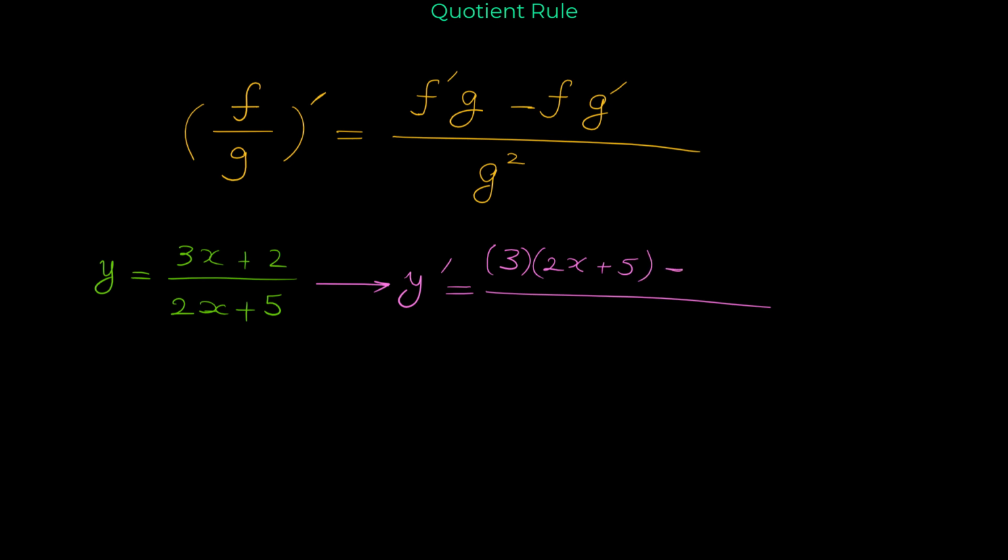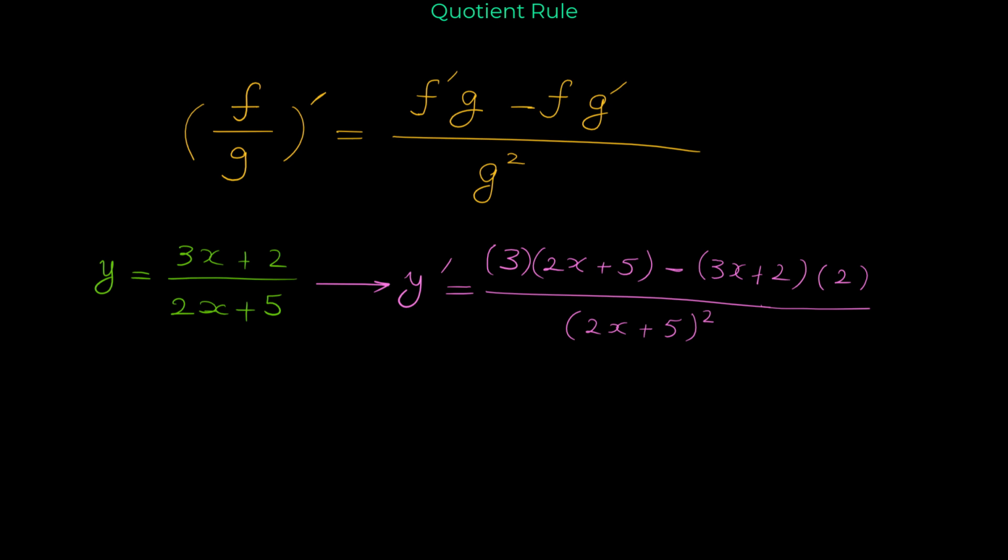minus, write the numerator, which is 3x plus 2, and multiply it by the derivative of the denominator. The derivative of the denominator is 2 because the derivative of 2x is 2 and the derivative of 5 is 0. All over the denominator to the power of 2. This is the derivative of that function.